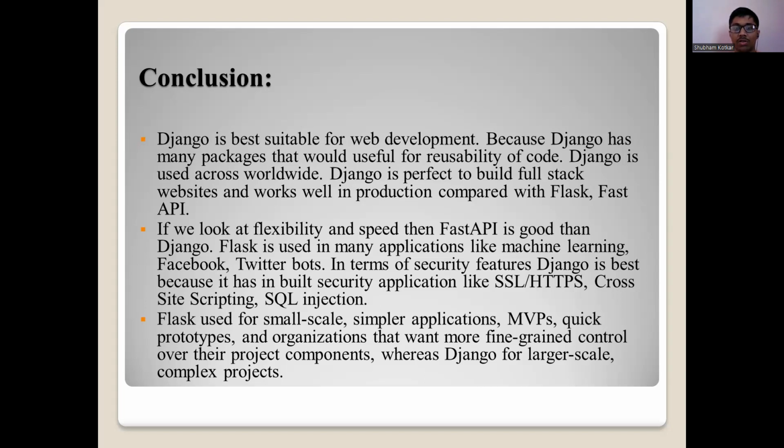According to security features, Django is best because in Django we build security into the application, like SSL or HTTPS, and protection against cross-site scripting and SQL injections. Flask is used for small scale and simpler applications. It has quick prototypes and suits organizations that want fine-grained control over their project components, whereas Django is used for larger scale and complex projects.